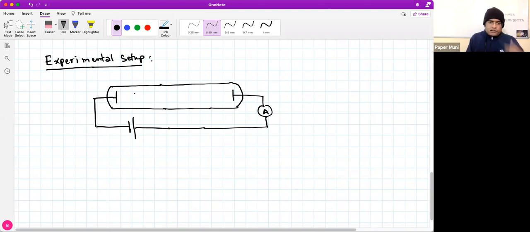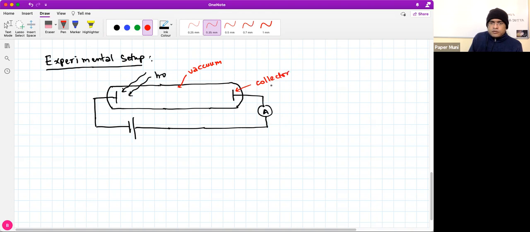It's a vacuum tube, and we allow the rays to fall on this. This is h nu, and this is the vacuum tube. We have this ammeter here, and this is the collector plate, and the electrons are coming out of it. So the electrons are moving from this side to this side.